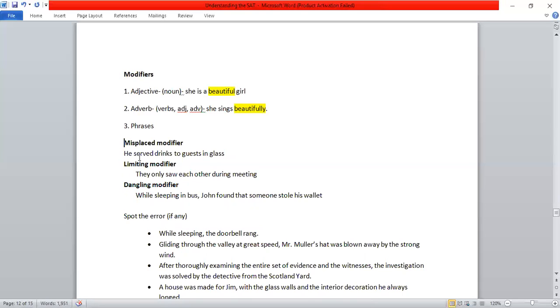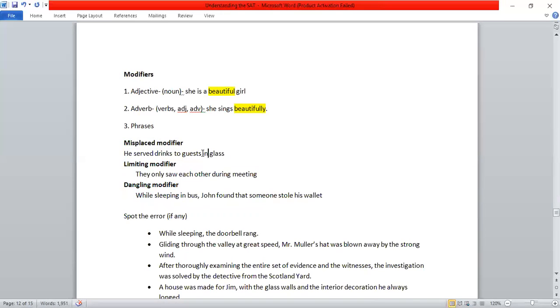So he served drinks to guests. It's a complete sentence. He served drinks to guests. And then suddenly I'm saying in glass. So I wanted to tell that drinks were served in glass, yes. But instead of telling that the drinks were served in glass, I said he served drinks to guests in glass. That means the guests are in the glass. Can the guest be in the glass? No. The sentence sounds correct, but it is not because guest cannot be in the glass.